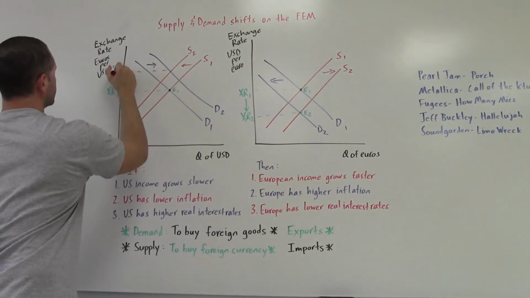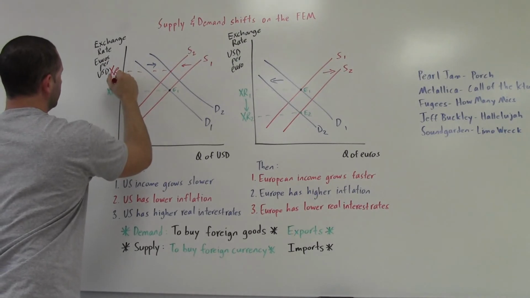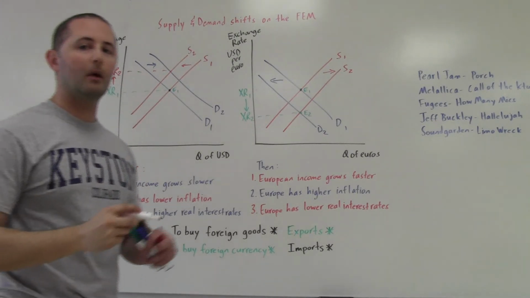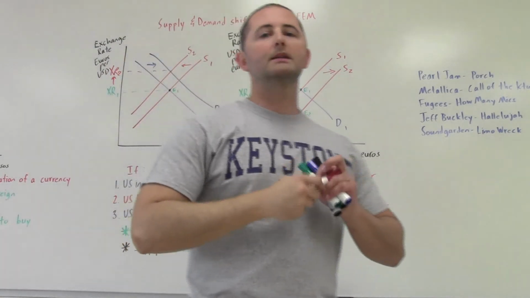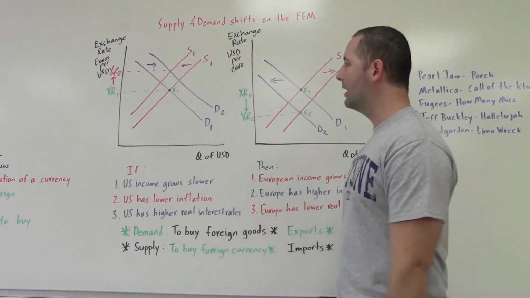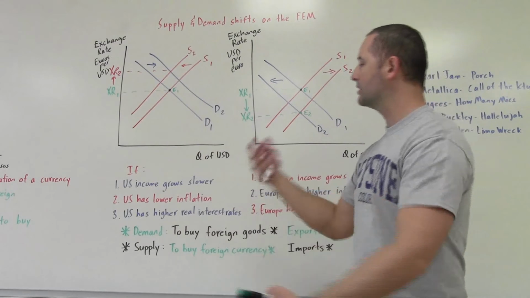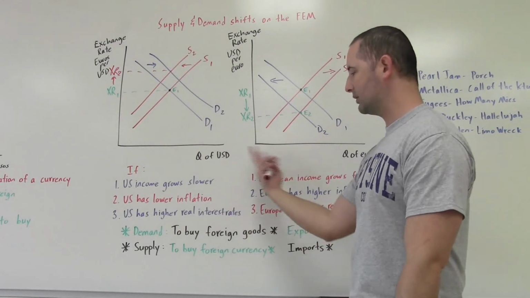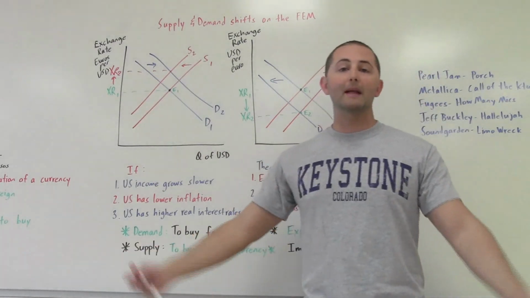XR2. And so what we see is an appreciation of the dollar. Simultaneously, we see a depreciation of the euro. We could do this backwards, and if we change these things, it would just be flipping it around. But that's the basic lesson.